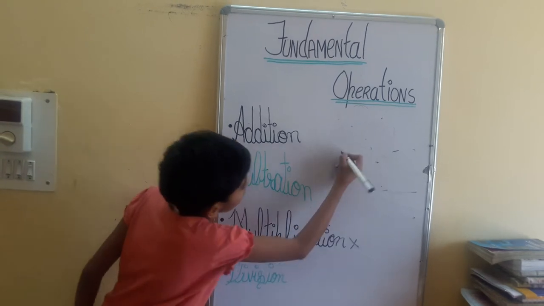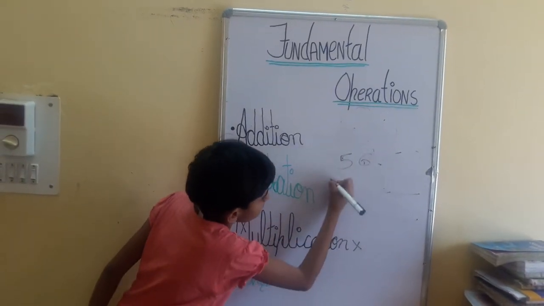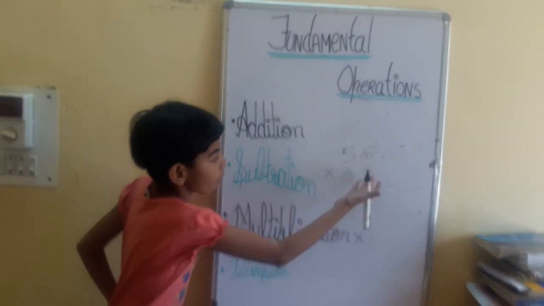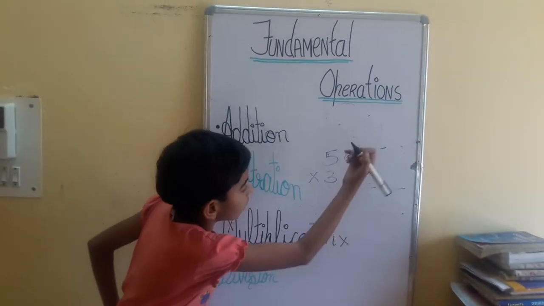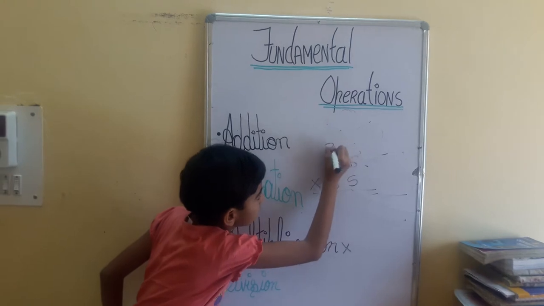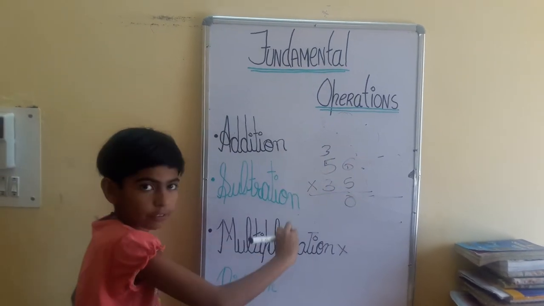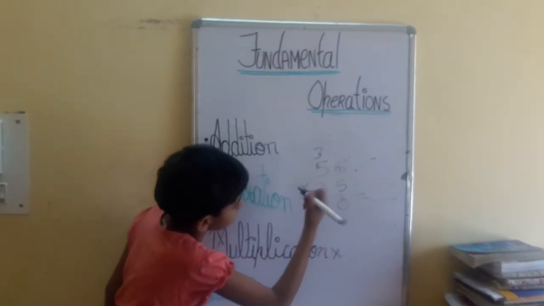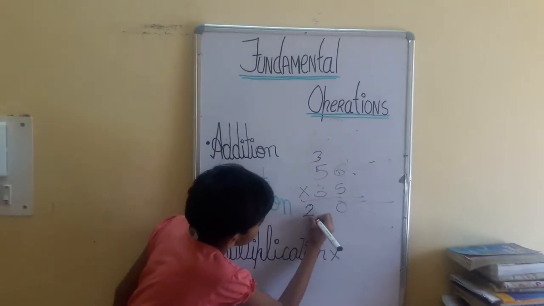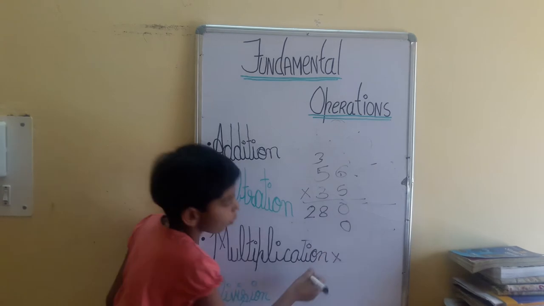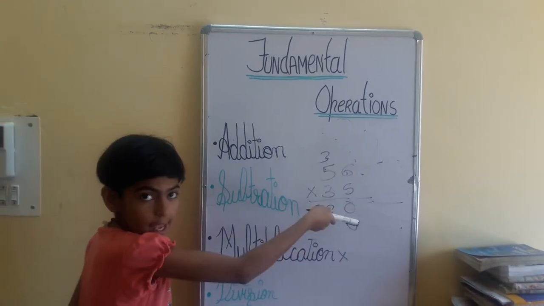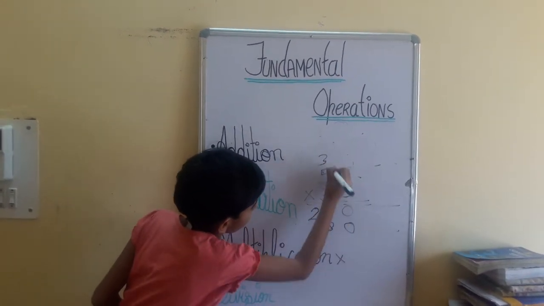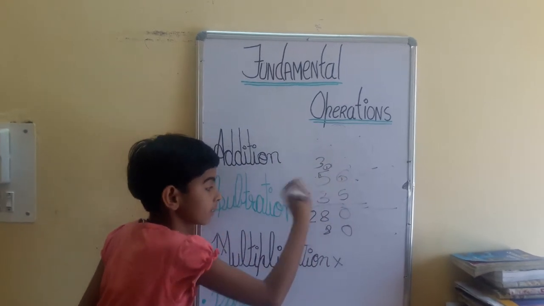So 56 multiplied by 35. 5 multiplied by 6 is 30, we carry over, 5 multiplied by 5 is 25 plus 3 is 28. Then an extra 0. 3 sixes are 18, 1 carry over here, and 3 fives are 15 and 16.